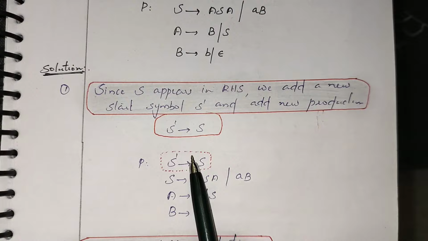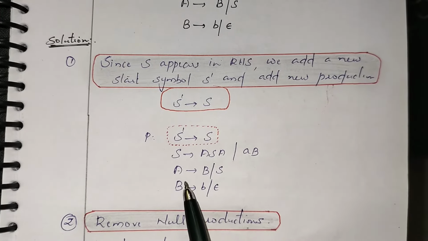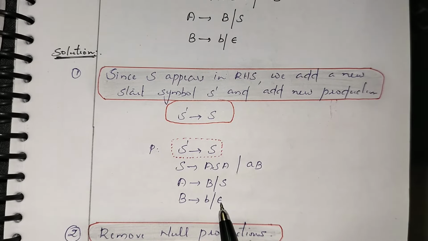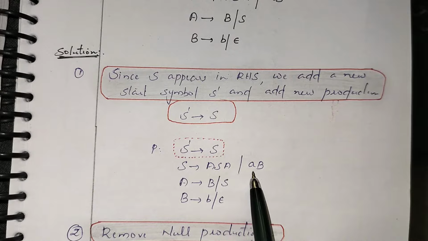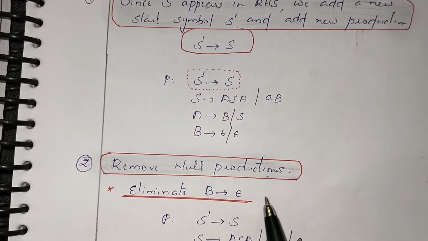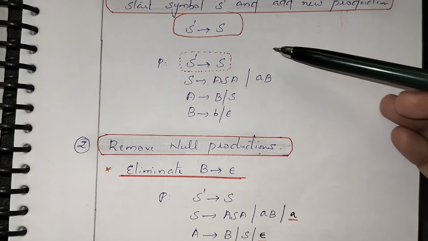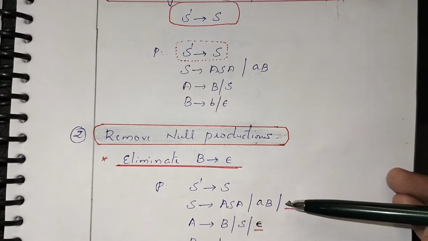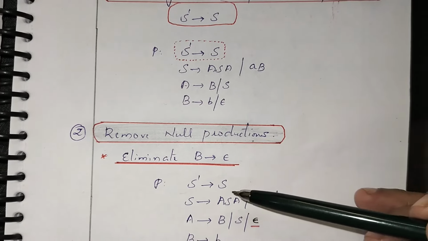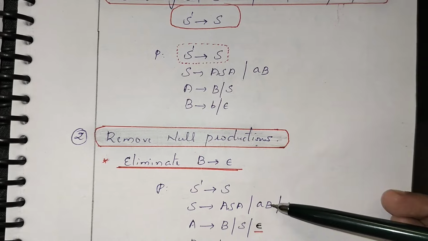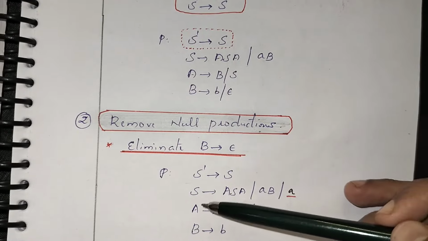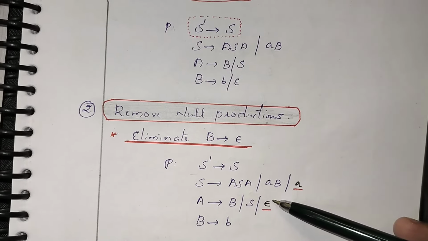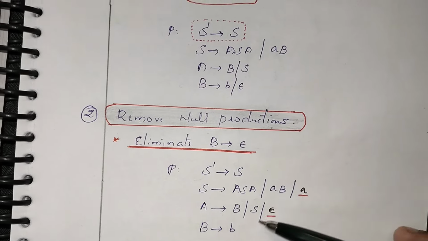Second step is, you need to check whether any null productions are there. Here B gives epsilon. This is a null production. If there is any null production, you need to eliminate that. Wherever you are seeing B, replace it with epsilon. So I am replacing B with epsilon. I will get A along with these two productions, ASA, AB. If I am replacing B with epsilon, I will get A. Here also B is there, I am replacing B with epsilon, so epsilon itself we will get. This is our production now.